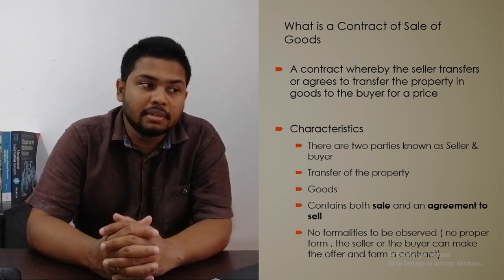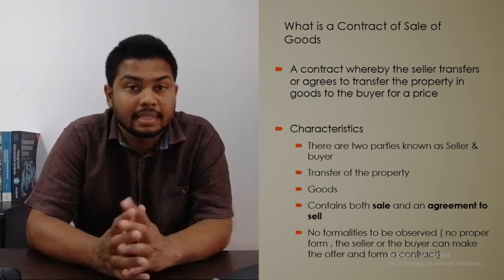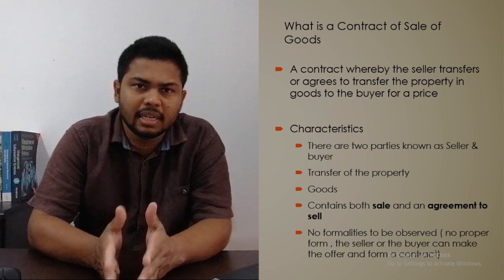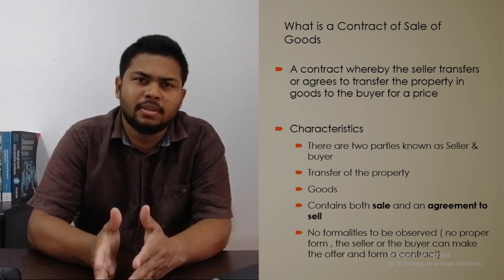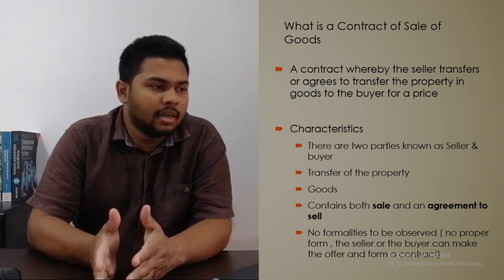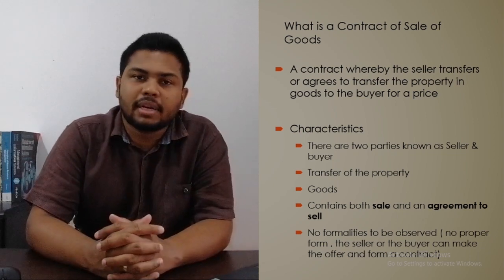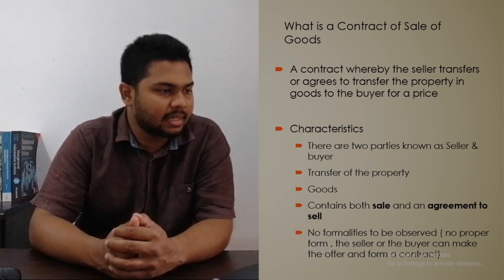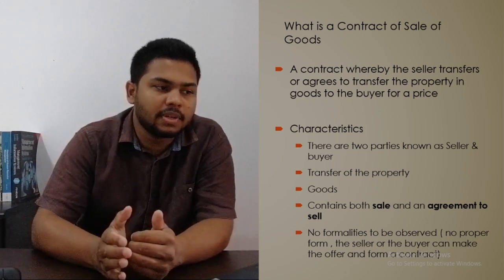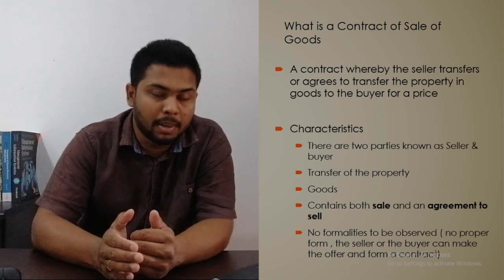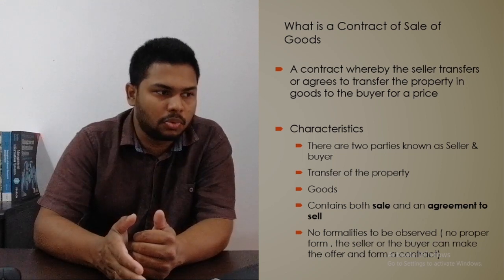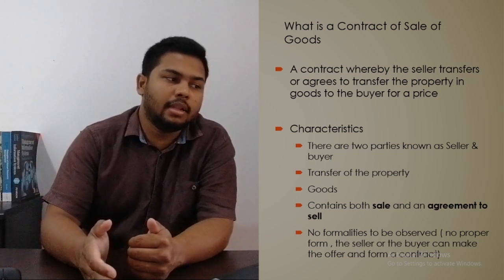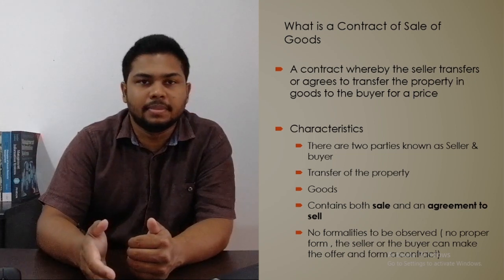Now here, the contract of sale of goods is all about the sale of goods, right? It's clear. Now, what do you mean by a contract of sale of goods? As in the presentation, we can define it as a contract whereby the seller transfers, remember, transfers or agrees to transfer the property in the goods to the buyer at a price.